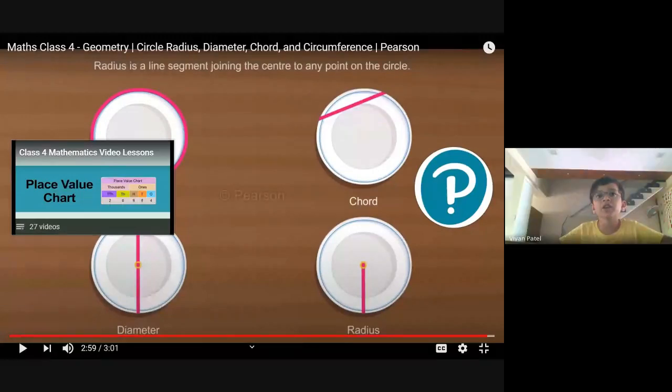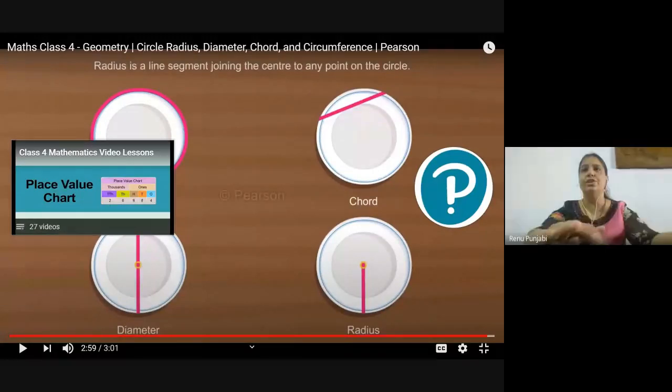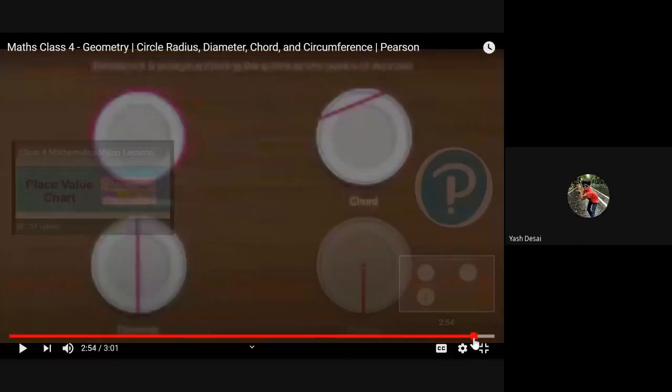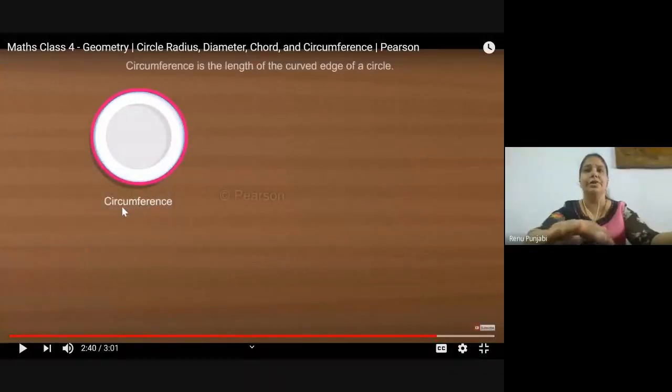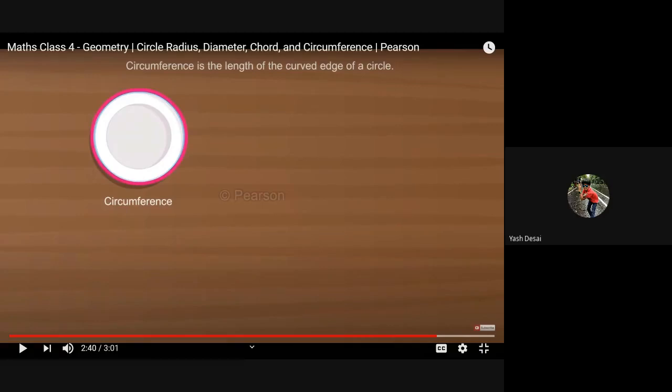Ma'am, what is the spelling of circumference? I will show you. This is the spelling of circumference: C-I-R-C-U-M-F-E-R-E-N-C-E. Circumference.